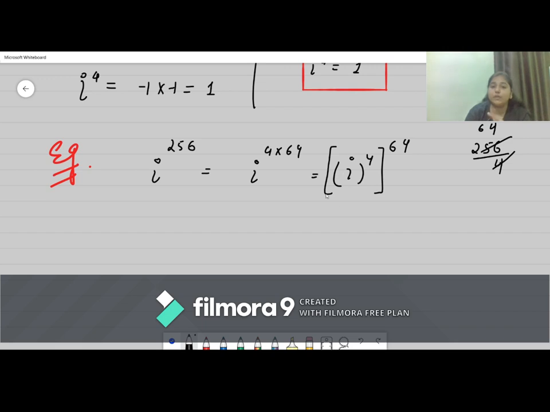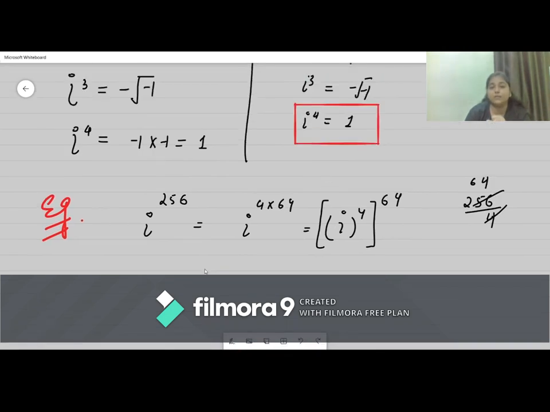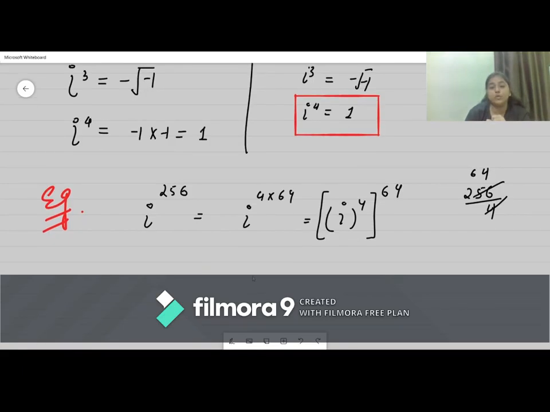What is the value of iota to the power 4? We just found that iota to the power 4 is 1. So in this expression, what do we get? 1 to the power 64. That is 1. Subsequently, this is the first example I have given you.